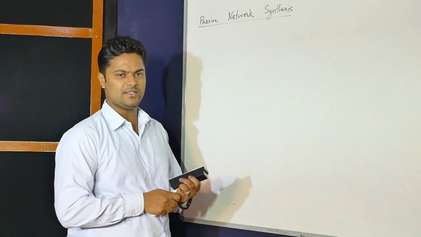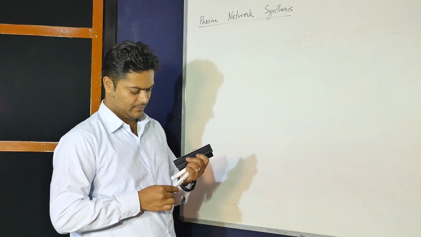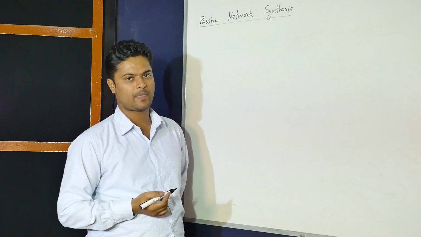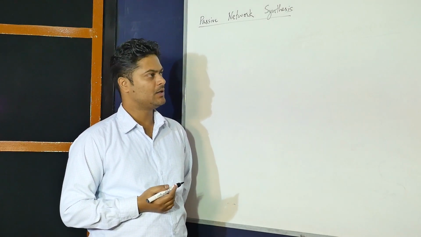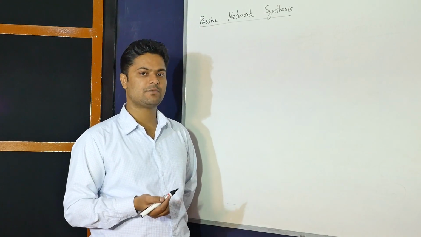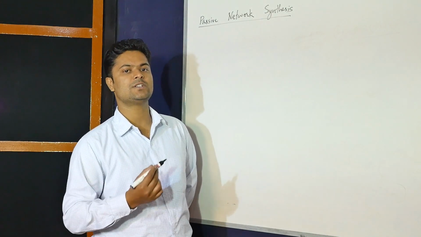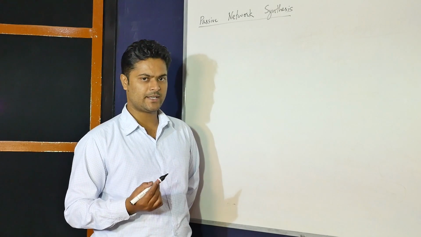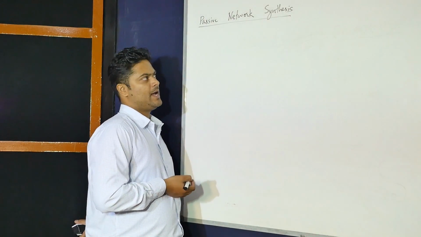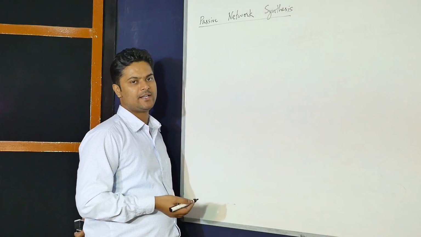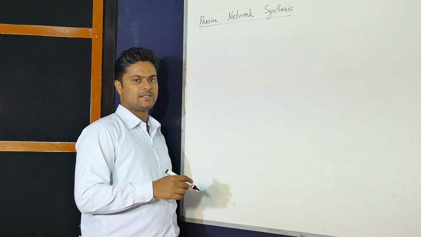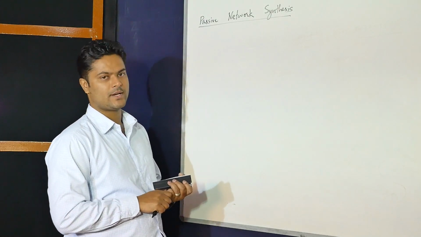Yes, coming to the synthesis of a network function. As we said, synthesis is nothing but realization of a network from a given characteristic equation, or from an excitation and response. Given an excitation and response, you have to realize a network. There are many ways in which you can realize it. One is the Foster form of realization, that is form 1 and 2. There is the Cauer form of realization, that is form 1 and 2.